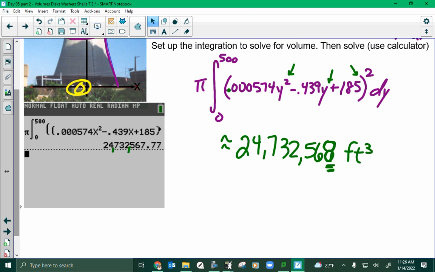Okay. This is the calc test. Leave the 0.77 on there. That's it. We're done. Good job.